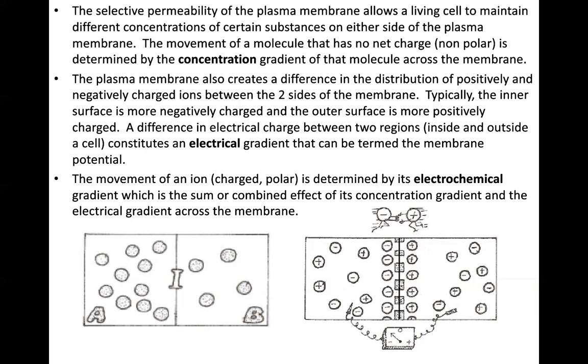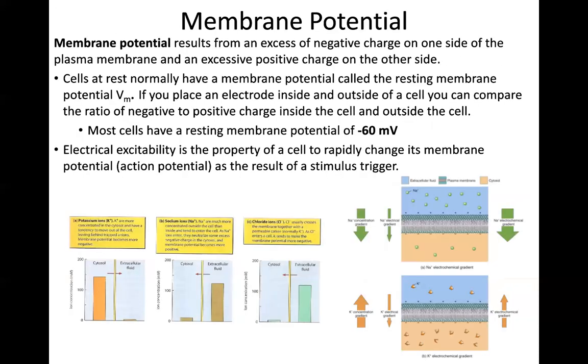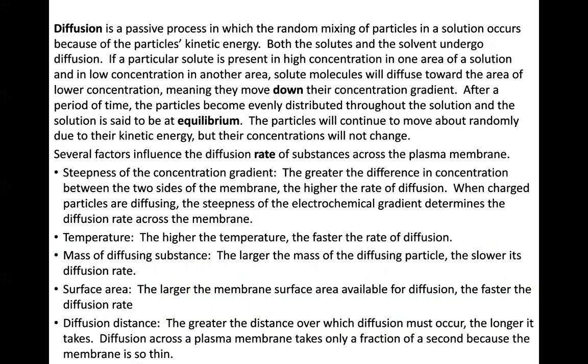Okay. Well, if we have, like, 8 and 7, that's a gradient, but there's only a difference of 1. So that's a really, really not steep slope. It's almost a flat slope because it's almost not a slope at all. So in that case, it's not going to diffuse as rapidly. Now, when charged particles are diffusing, the steepness of the electrochemical gradient determines the diffusion rate across the membrane. So it's the same thing, just dealing with ions instead of something like oxygen that's not charged.